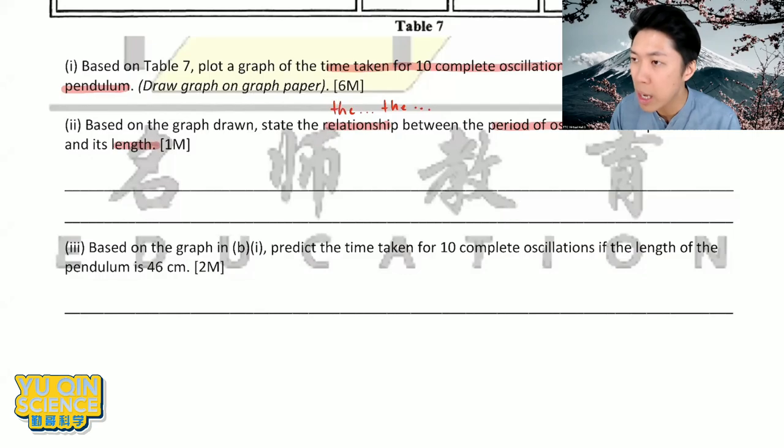Okay, the longer the length of pendulum, the longer the time taken for 10 oscillations. All right, that's a good answer. At the meantime, if you want to check, I have an example for you, ladies and gentlemen. Okay, all good.